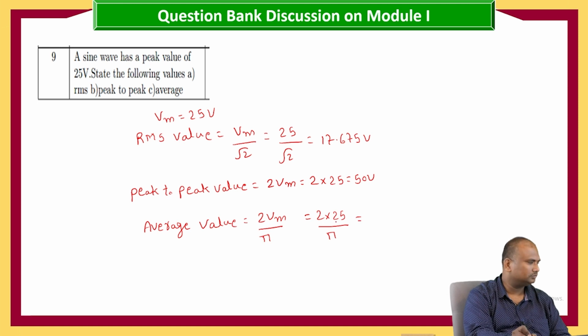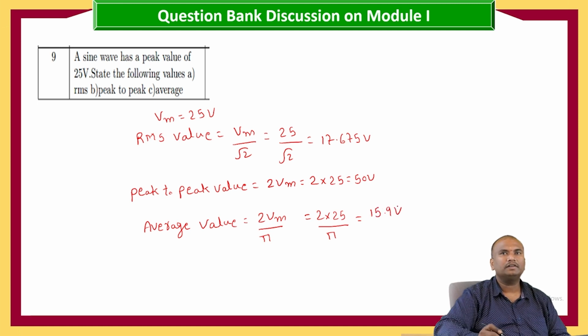equal to 15.9 volts. This is the average value which we are going to get. And these are the formulas which we are going to use to calculate the RMS, peak to peak, and average values for any input which is given.